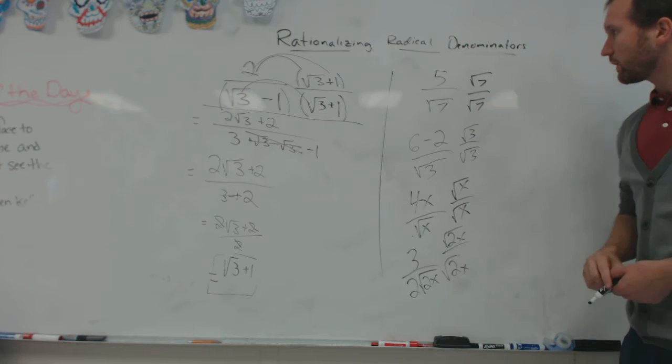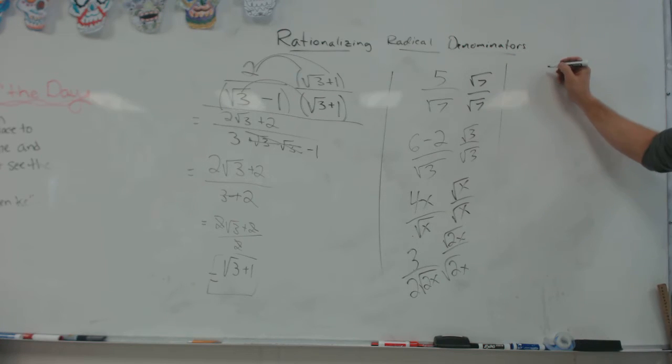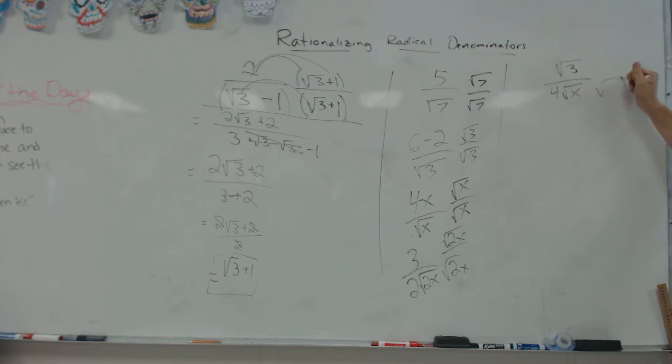Okay. What if I had square root of 3 over 4 square roots of x? How would we clear this denominator? Multiply times the square root of x. What if I had this? 7 over the square root of x plus 2. Yeah, we'd multiply times the square root of x minus 2 over the square root of x minus 2.